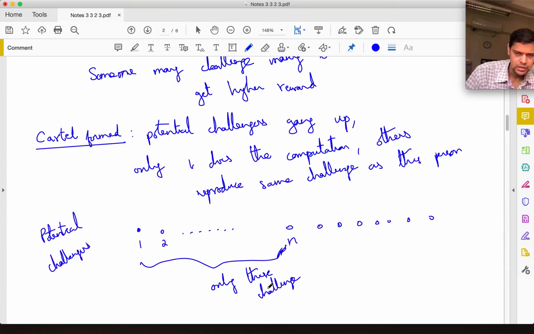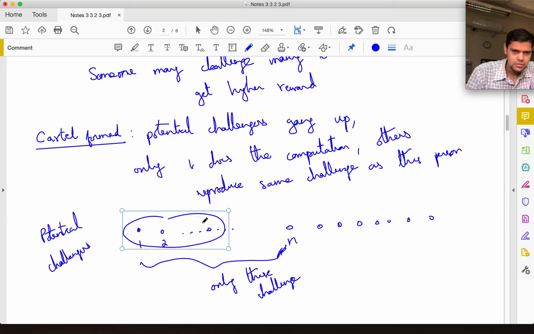Only the first n challenge, right? Now some of these are going to collude. Let's say that the first m of these form a cartel, right? And they agree that only one of them will do the computation and the others will repeat the same challenge, right? And they will also be challengers.